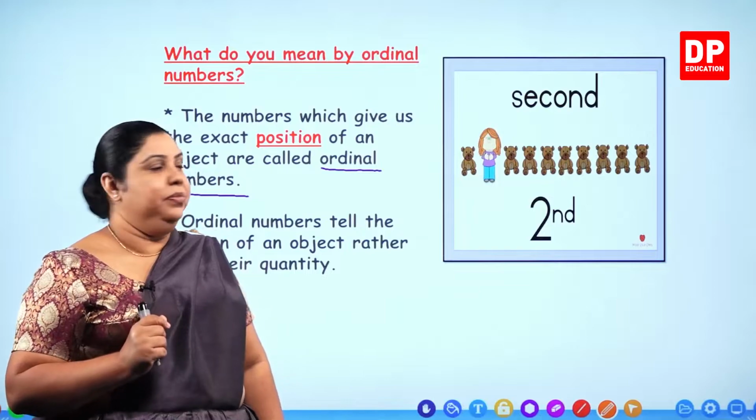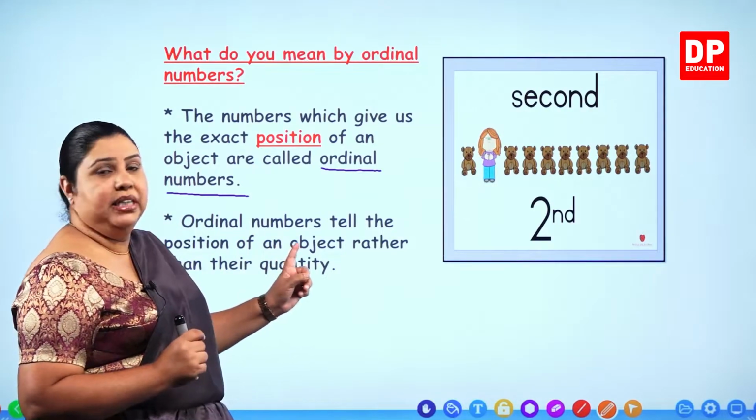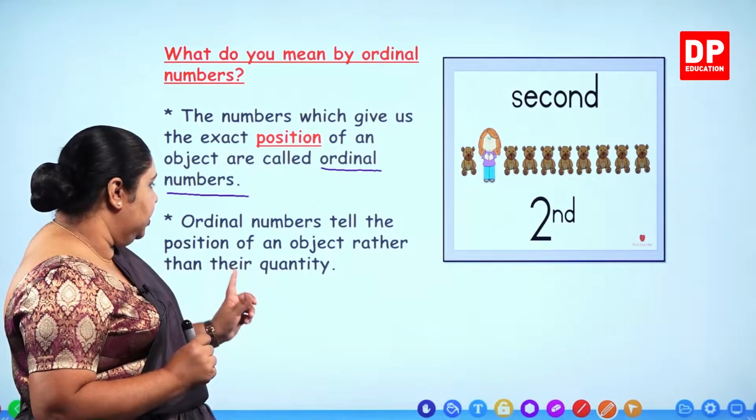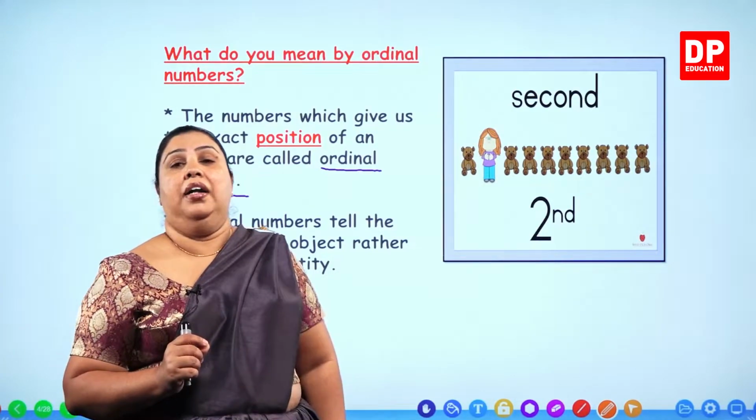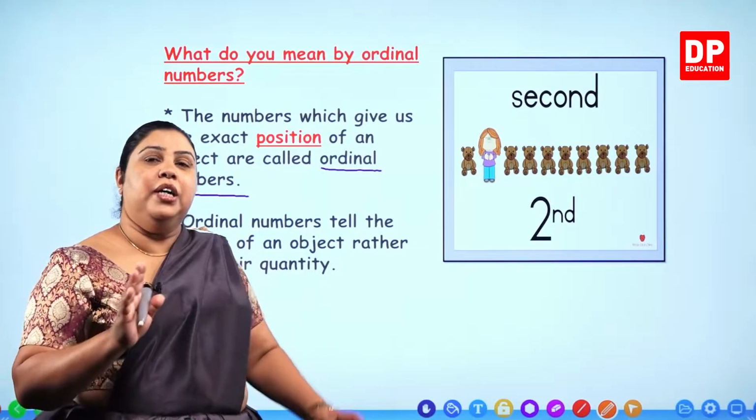The position. Right? Ordinal numbers tell us the position of an object rather than their quantity. Now look at this. We are not talking about the quantity.